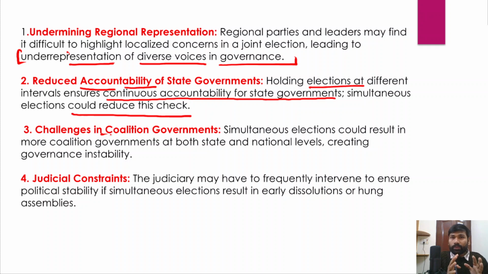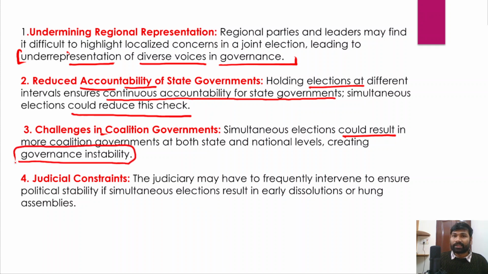Now the problem with the coalition government or the alliances, whether pre-poll alliances or post-poll alliances, is that there's no stability. So stability is very important. There's no stability, and simultaneous elections could result in coalition governments, right? So both at the center as well as the state levels, and thereby it could create governance instability.